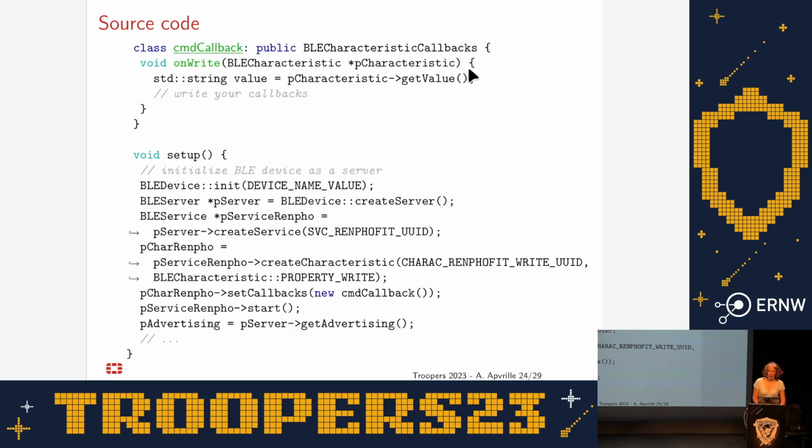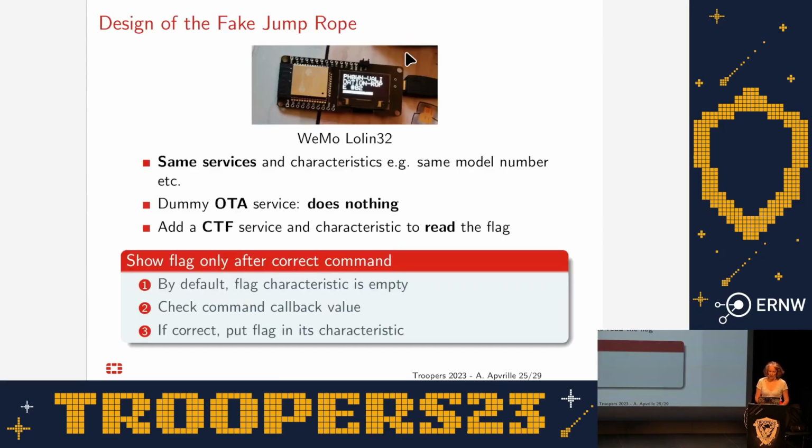The code isn't extremely complicated. Basically, you say which services you have, which characteristics you have, and whenever you want something to behave in a given way, well, you write the callback for that. And this is what the fake jump ropes look like. I had a small LCD screen, which actually wasn't really useful, except just to be sure that the thing was still plugged in and running.